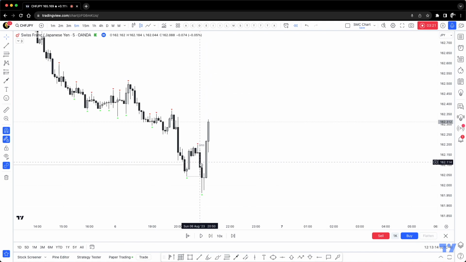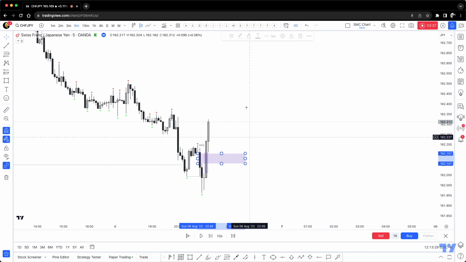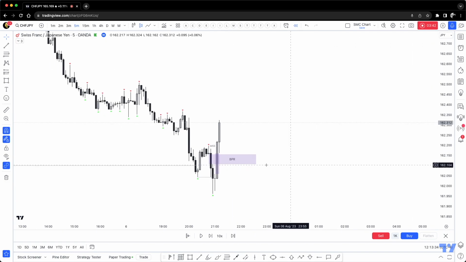Before I look for my entry, I want to look for all my confluences, right? So I see that there is a fair value gap right here, and there is another fair value gap in here, right? There's a moment where these two fair value gaps overlap each other. This is called BPR, balance price range, okay? That's a good zone to be buying.